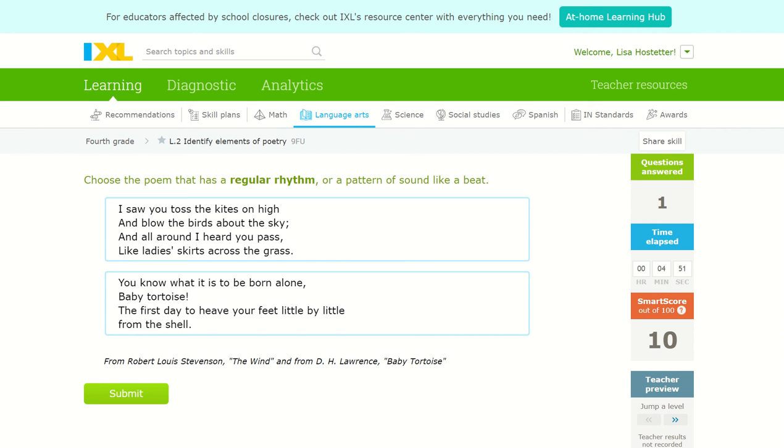The second one, "You know what it is to be born alone. Baby tortoise, the first day to heave your feet little by little from the shell." Okay, so hopefully you guys notice that the one that had the beat or the rhythm was the first one. The second one didn't really follow any patterns. It was kind of random, and it just didn't follow that beat like I was looking for. So the first one would be the best answer.